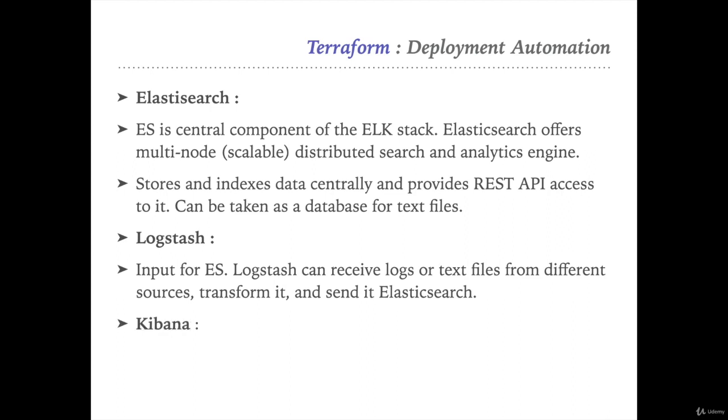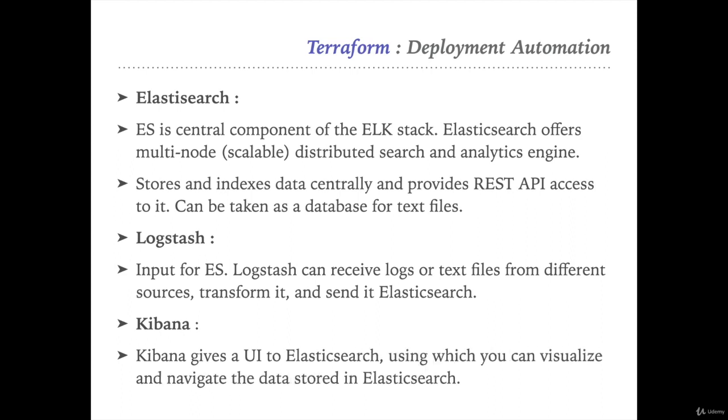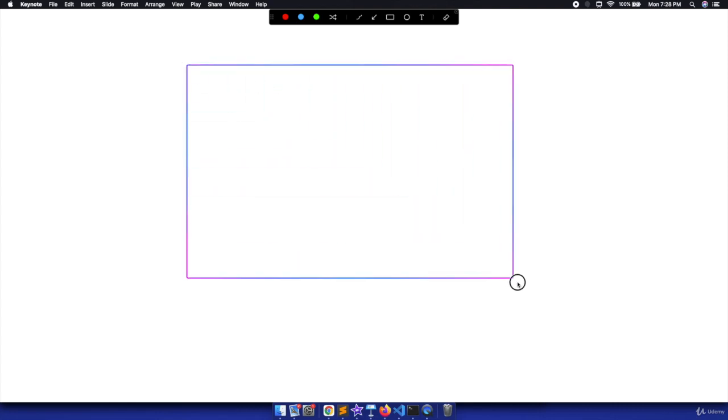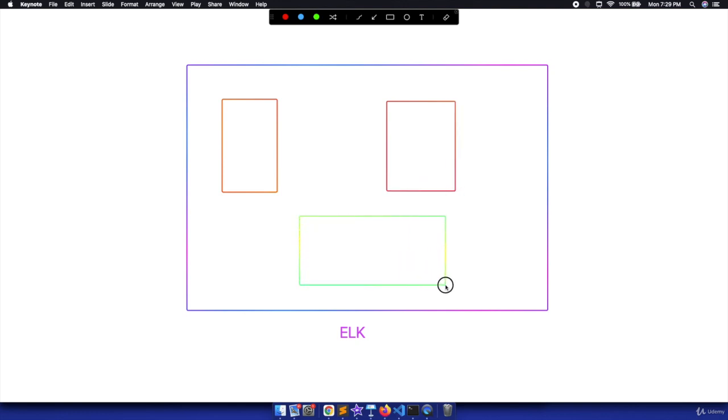Then we have Kibana, and Kibana gives us a UI to Elasticsearch using which you can visualize and navigate the data storage in Elasticsearch. So the complete structure will be like this. This is the complete component which is called ELK, right? And in the ELK we have different components. Here is the first component which is Logstash. Here we have the second component which is called Elasticsearch, and here we keep the third component which is called Kibana. So this is Logstash, this is Elasticsearch, and this is Kibana.